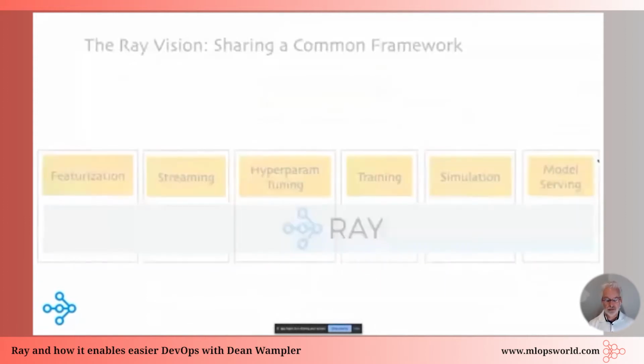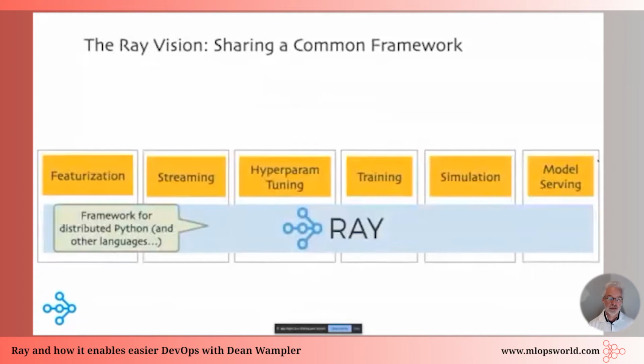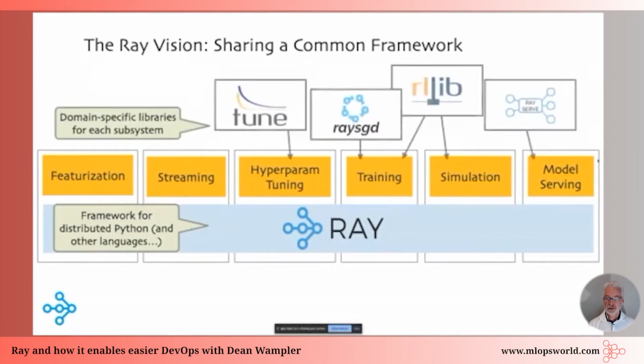So the vision of Ray is that we have this framework that can underlie all of these things. And on top of it, you would have domain-specific libraries for hyperparameter tuning, training, reinforcement learning, model serving. These are the four that we have right now. And there are other third-party projects that are using Ray, like spaCy for natural language processing, as an example.